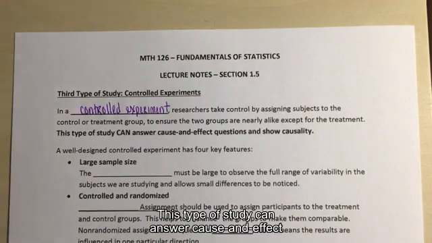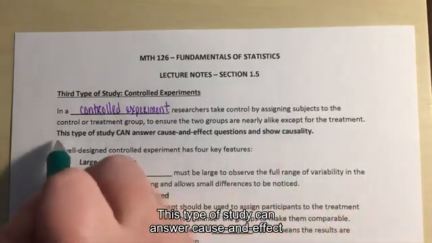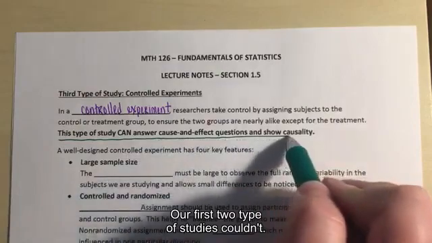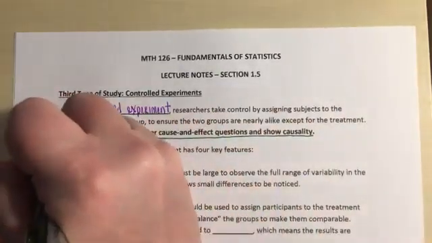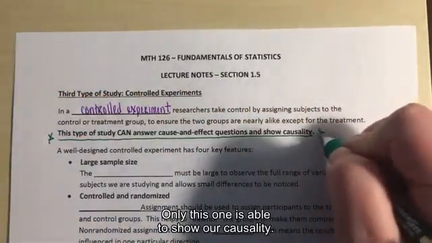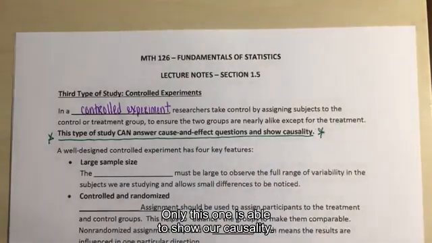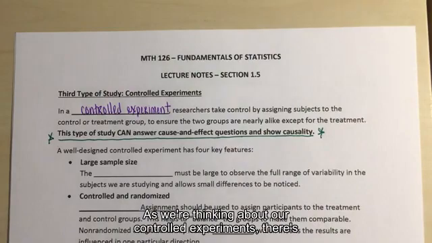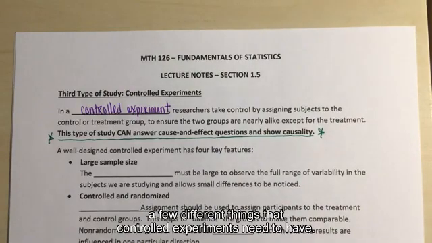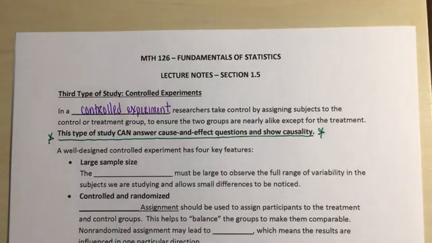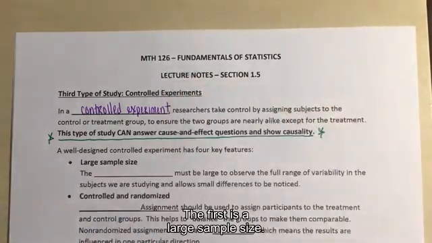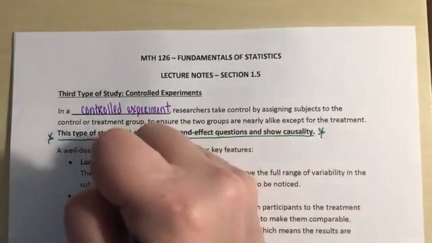Right? This type of study can answer cause and effect questions and show causality. Right? So our first two types of studies couldn't. Only this one is able to show causality. Right? So as we're thinking about our controlled experiments, there's a few different things that controlled experiments need to have. A well-designed controlled experiment has 4 key features. Right? So the first is a large sample size.